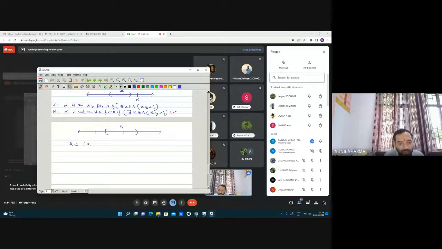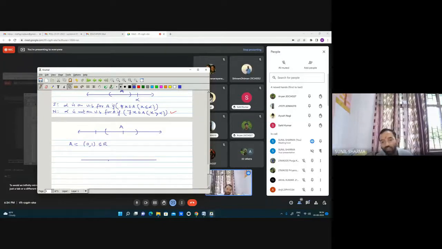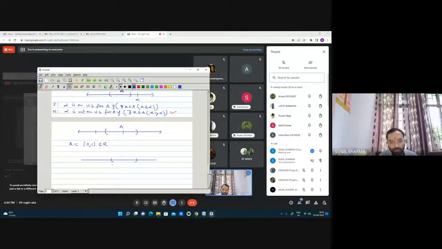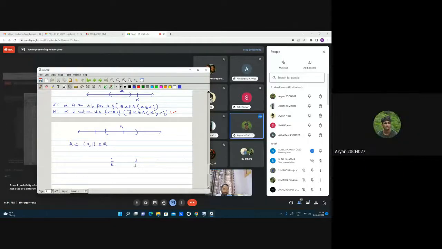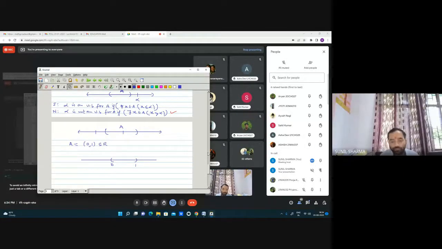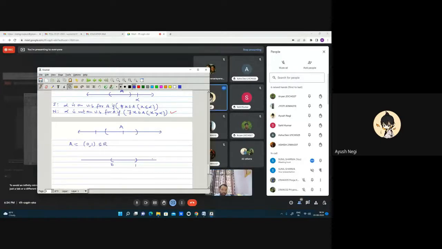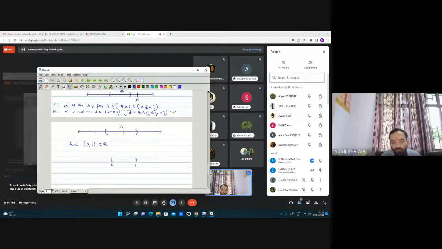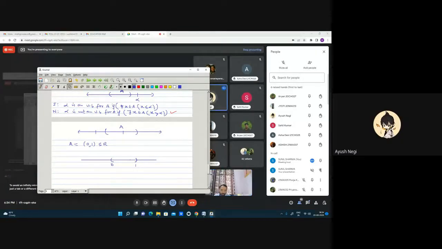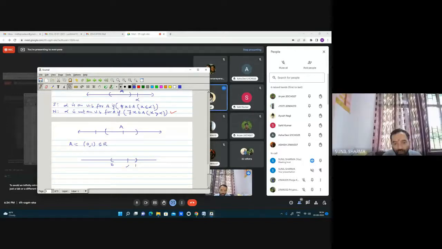Let us take A to be the open interval (0, 1), a subset of real numbers R. So can you quickly tell me what is the upper bound for this set A? 1. Okay. So Ayush? 2, sir. 2, 3. So alpha is not an upper bound for this set A. I take 0.1, if I take alpha to be here, right?